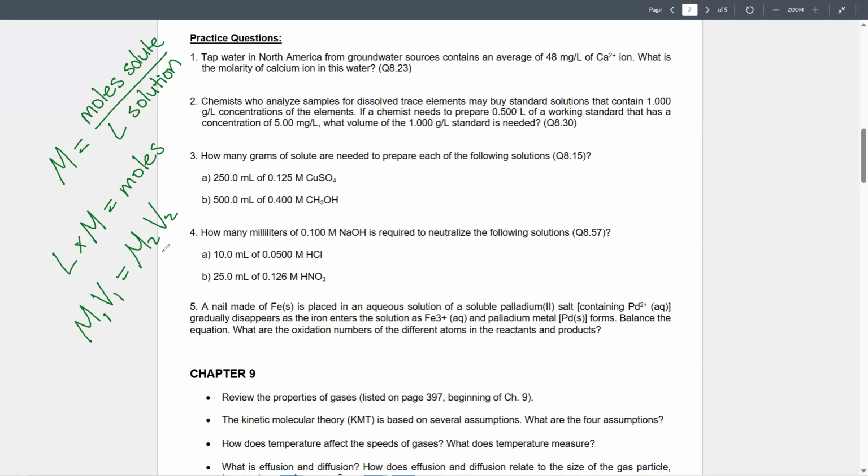Okay, so this is the dilution equation, M1V1 equals M2V2. The words that need to trigger this are stock, initial, and this over here is final. This might be concentrated. And this might be diluted. So you see any of those words and you're like, okay, dilution equation, here we go. You don't have to have your volume in liters using the dilution equation.